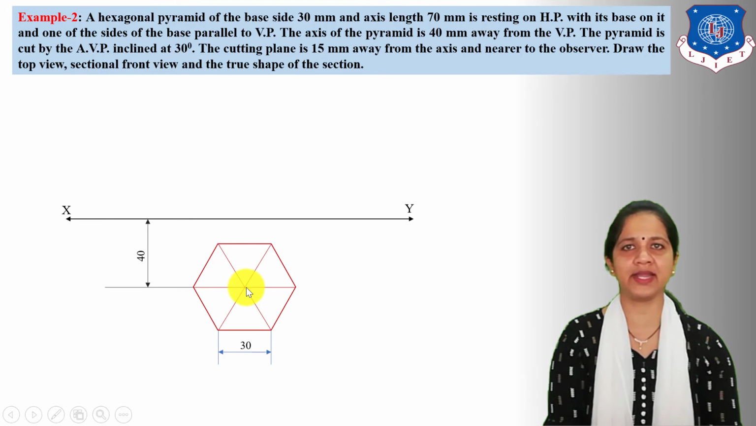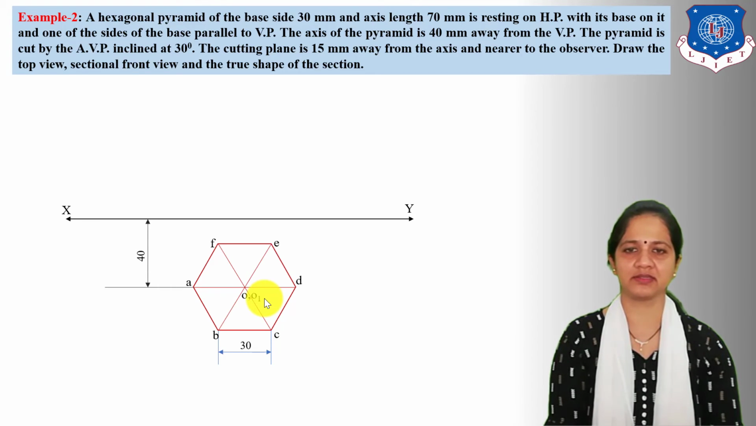Center of the hexagon indicate here axis of the hexagonal pyramid, and the axis of the hexagonal pyramid is given 40 mm away from the VP. So take center of hexagon 40 mm away from the VP or XY. Next, connect corner to corner diagonal line for slanted location. Next, mark base points as A, B, C, D, E, F and center point O1, which is indicate axis of the hexagonal pyramid. So here, this is the top view of the hexagonal pyramid as per given resting condition.